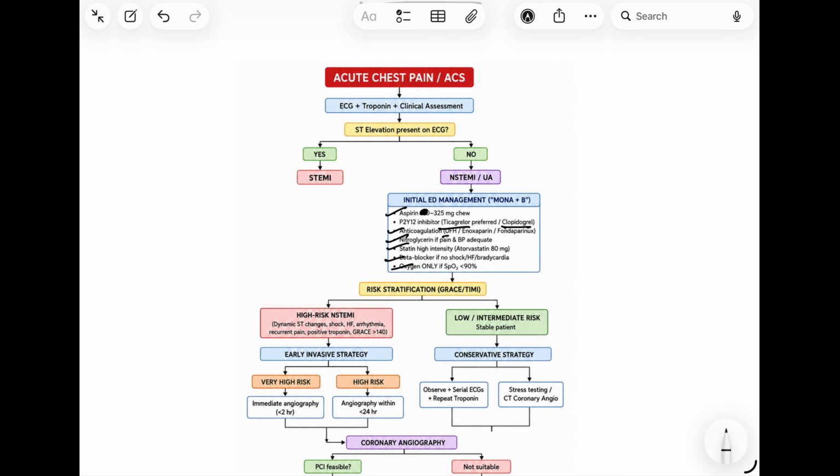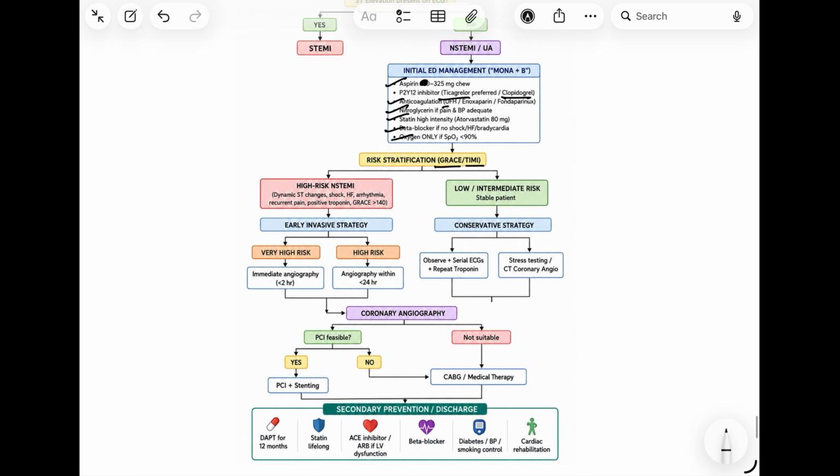Now, there is risk stratification with the help of a few scores, that is the GRACE score and TIMI score. The details of the GRACE and TIMI scores, I don't expect a question from this scoring, but we categorize patients with this into two parts. The first one is low to intermediate risk and the other one is high risk. So for high risk, we will go for angiography. The timeline differs, but angiography is preferred. And in low to intermediate risk, we go for serial ECGs and repeat troponins.